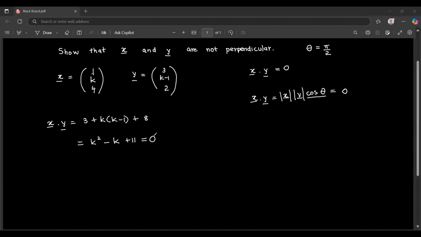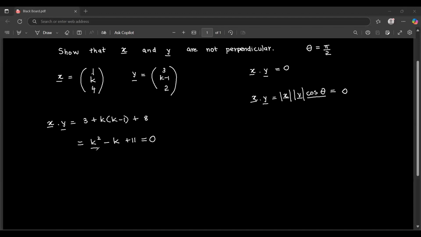If we can find real values for k which satisfy this quadratic equation, we can confidently say that these two vectors are perpendicular at these two values. If there is any real value that satisfies k and k minus 1, that means x and y are perpendicular.